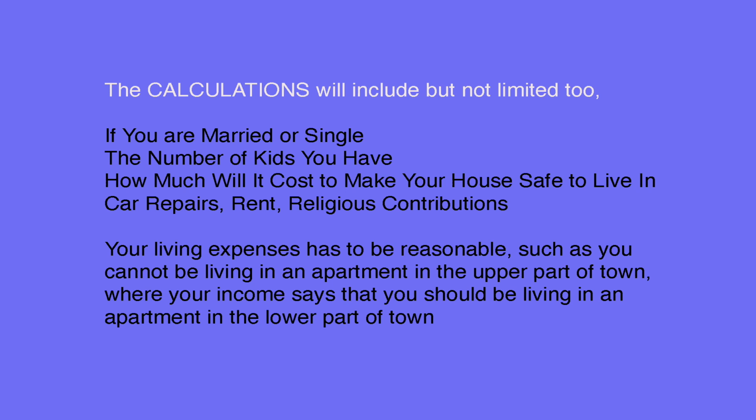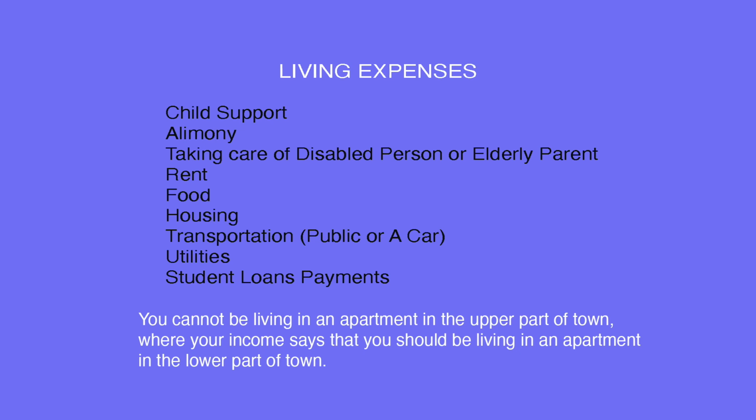The calculations will include, but are not limited to, if you are married or single, the number of kids you have, how much it will cost to make your house safe to live in, car repairs, rent, religious contributions. Your living expenses have to be reasonable, such as you cannot be living in an apartment in the upper part of town, where your income says that you should be living in an apartment in the lower part of town.